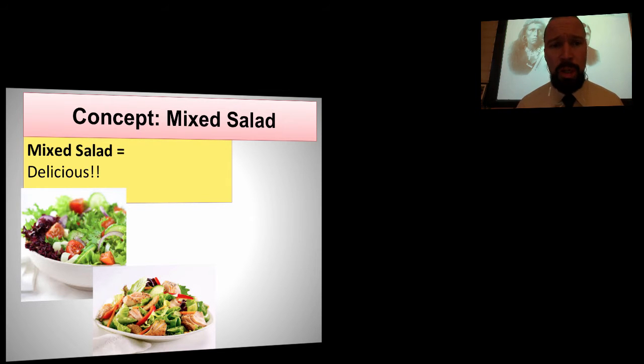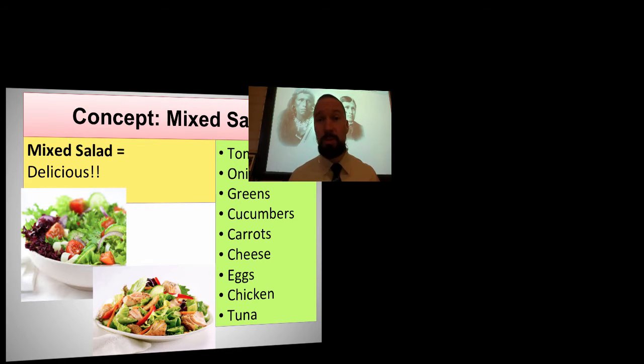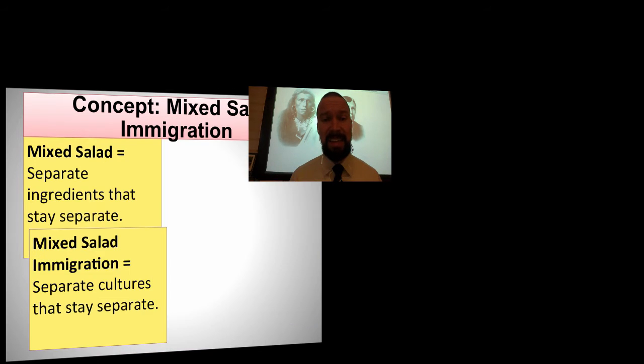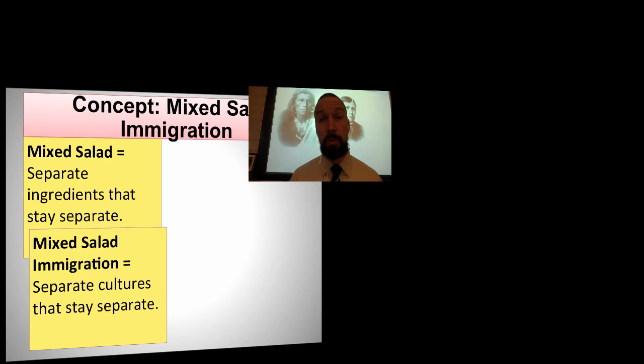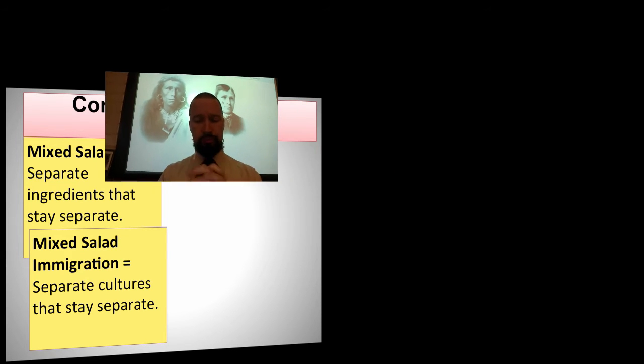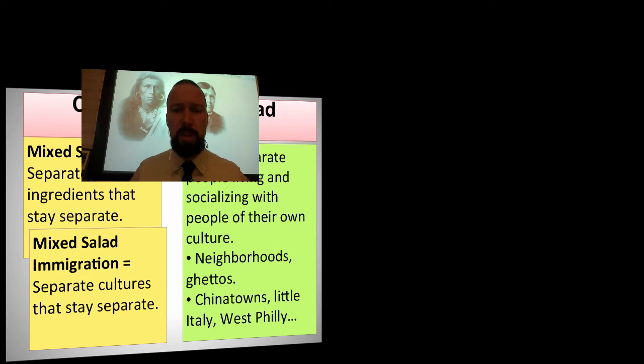The other model of assimilation is the mixed salad, which is not the same as the melting pot. In a salad, and please do not write down what's in a salad, you have all of these different ingredients that stay separate. In a salad you can see it's all in the same bowl, like a melting pot, but the things aren't blended together, because if you did a smoothie of a salad, it'd be pretty hard to eat, even with blue cheese dressing. So a mixed salad is separate ingredients that stay separate, and in immigration, mixed salad means separate cultures that stay separate. Although they're right all around each other, they are not mashed together. They stay in their separate little areas, with people living and socializing with people of their own culture.